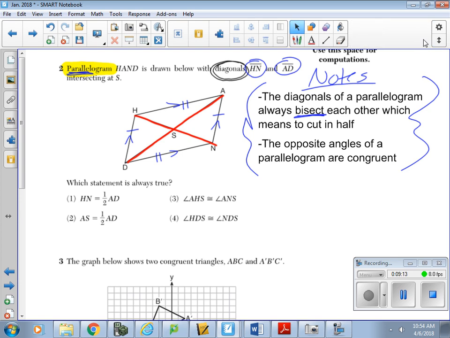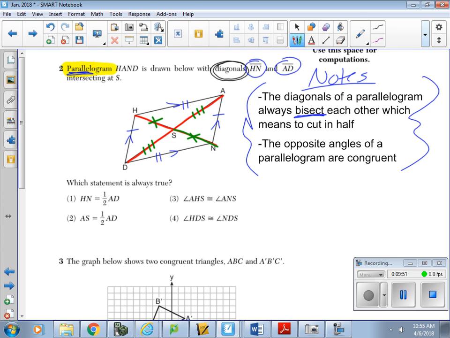So if HN bisects AD, then this right here, I've already used 2 marks, so I'm going to do 3 marks. These have to be the same. And also HS, which is this one, and SN have to be the same. Those have to be the same. Now, SN is not necessarily going to be the same length as AS. But we do know that they bisect each other.